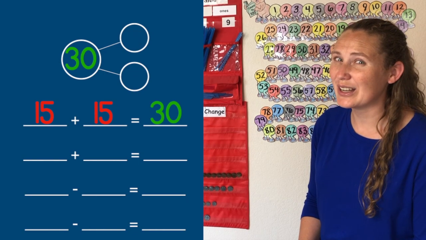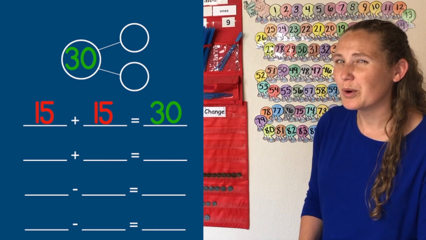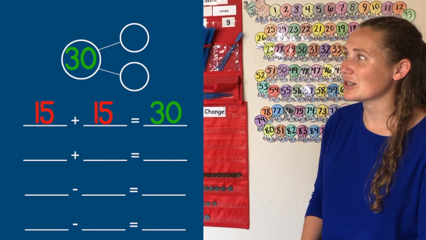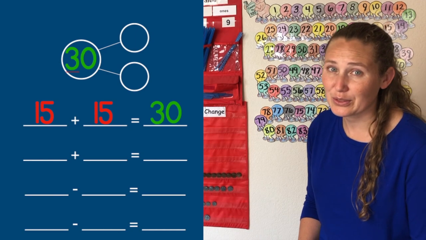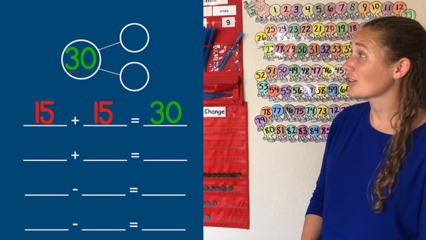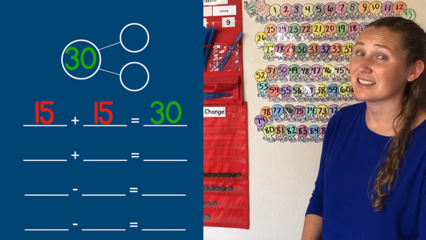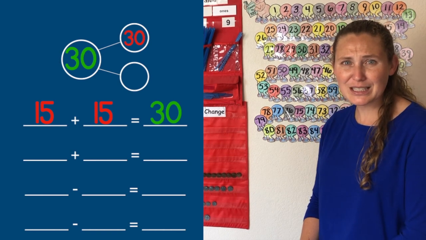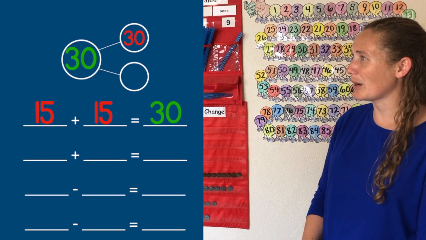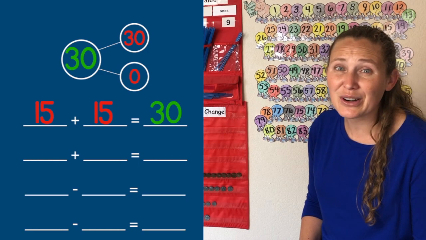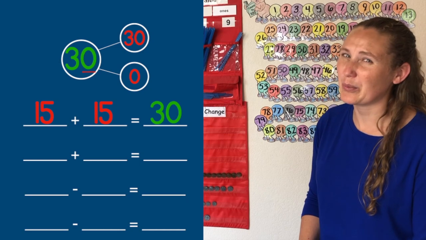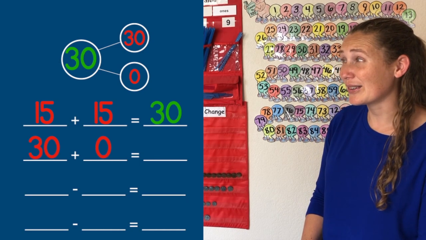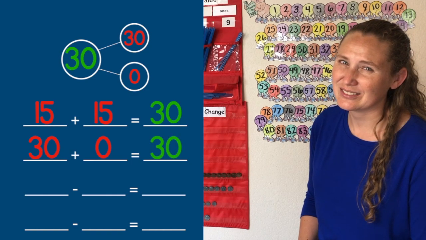Okay, let's try another one. What about expanded form? How many tens do we have? 3. That means we have 30 in the tens place. If we put 30 in a small bubble, how many do we have left to put in the other small bubble? 0. There's 0 in the ones place in 30. 30 plus 0 equals 30.